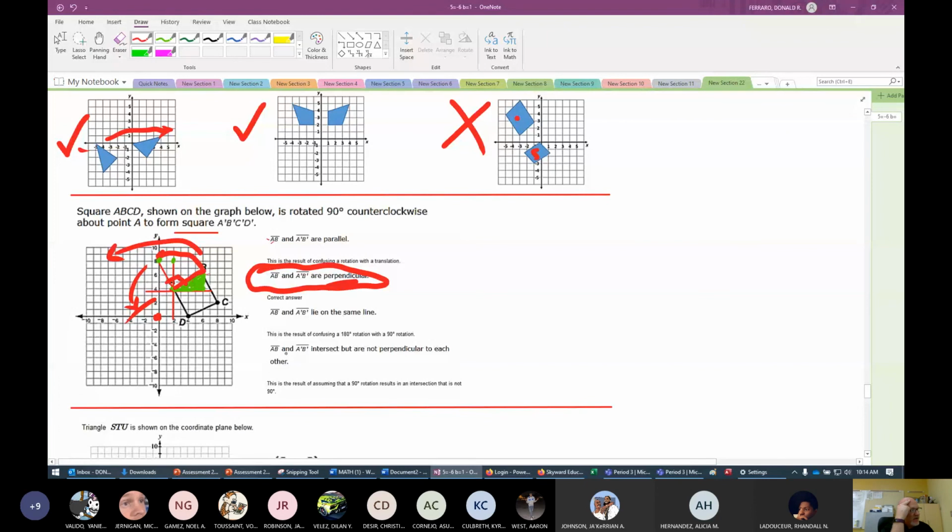And the option that AB and A prime B prime intersect, but are not perpendicular to each other, is not correct. In this case, we went 90 degrees around A. They do intersect, and they are perpendicular. So that is not correct either. So the answer there is they are perpendicular, not parallel. So right there, that will be the answer.